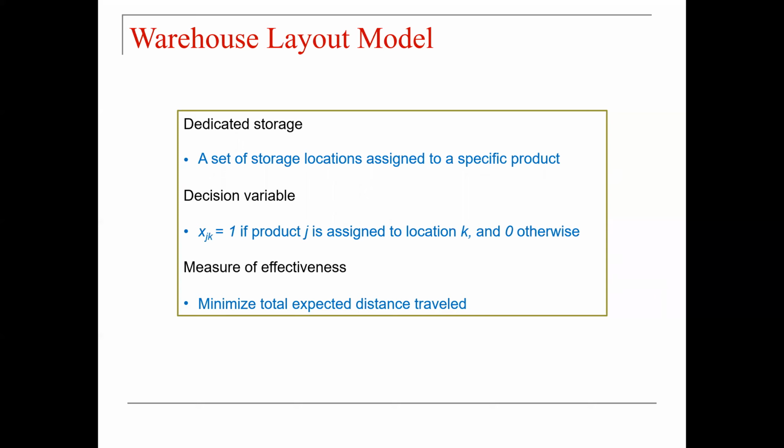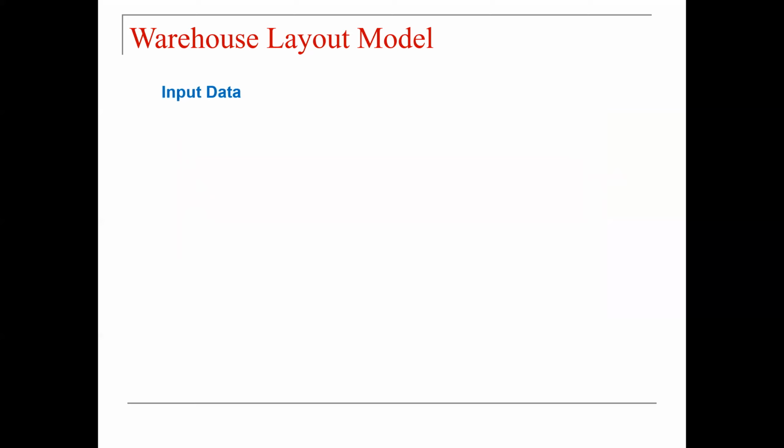And the objective function, or the measure of effectiveness for this model, is to minimize the total expected distance traveled from the input and output doors to the location of these items. So what is the input data? We have Q, which is the number of storage locations. We have N, which is the number of products. We have M, which is the number of input-output points, or docks. These are the entry points and the exit points in the warehouse.